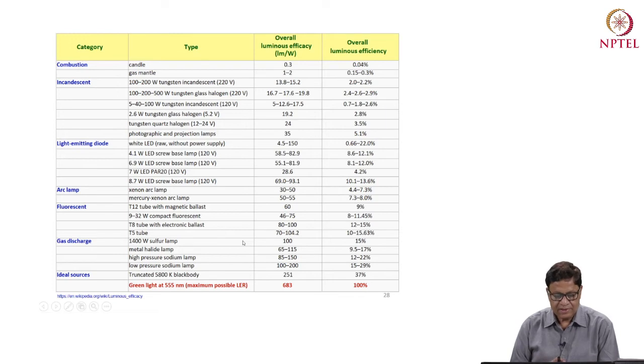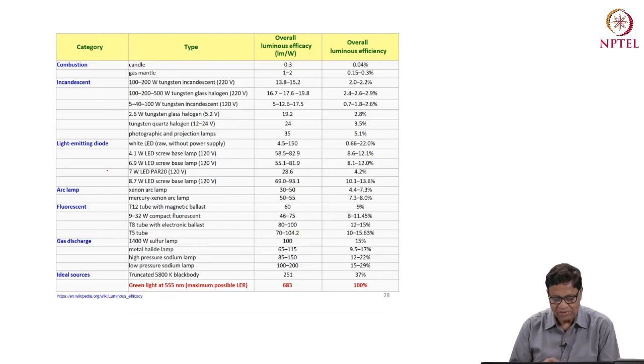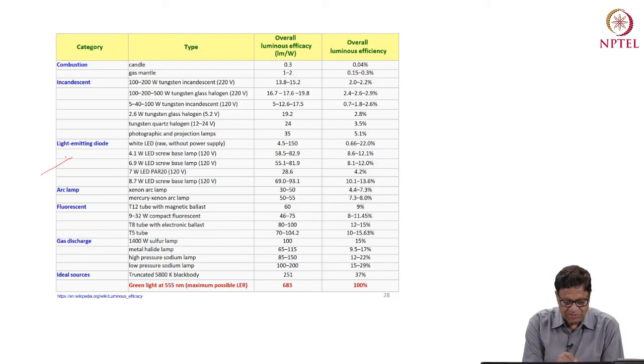So this particular slide basically tells about the luminous efficacy and luminous efficiency. There are various light sources: combustion, which includes candle, incandescent, light emitting diode, arc lamp, and so on and so forth. Let us consider the light emitting diode, because this is the one we are going to use during our discussion of optical wireless communication systems. These are the typical values of a light emitting diode. Suppose I take a white LED here.